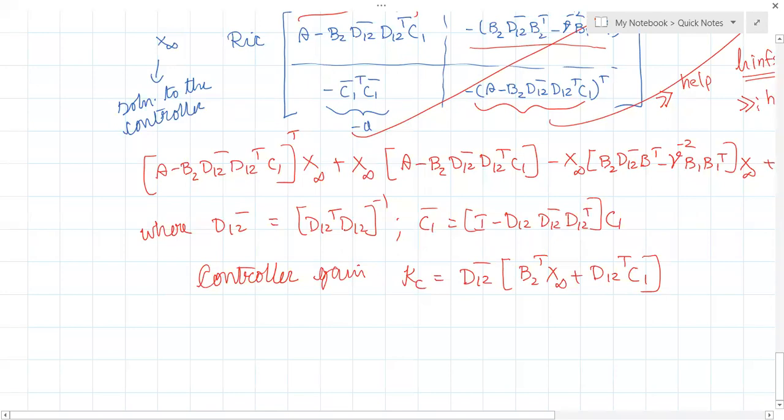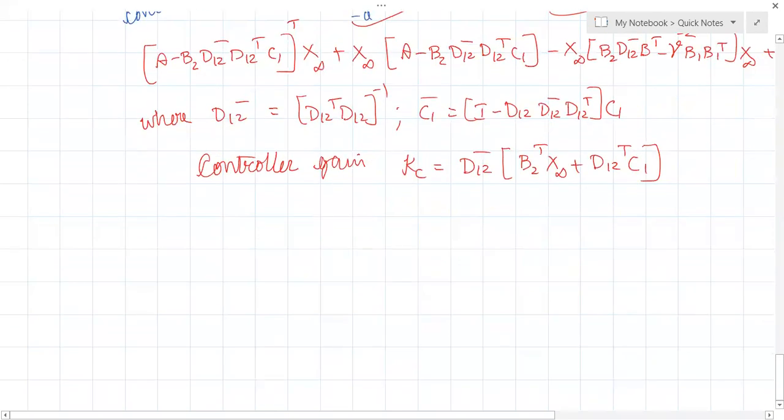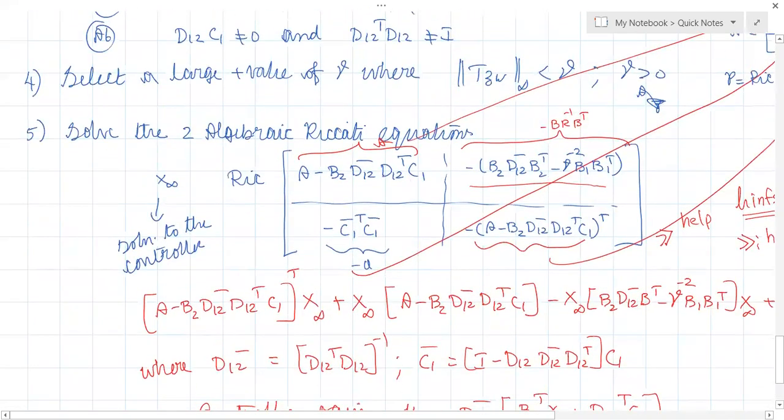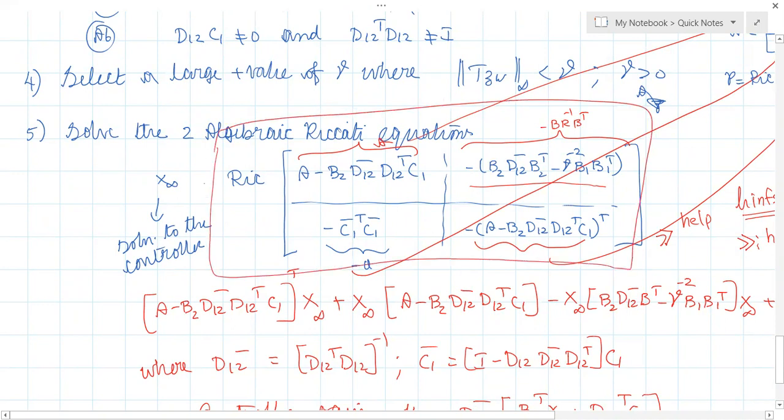Sir, this controller gain is found by pole placement, solving this algebraic Riccati equation. It gives the optimal control input, sir? Yes. See, strictly speaking, we are going for suboptimal H-infinity control.